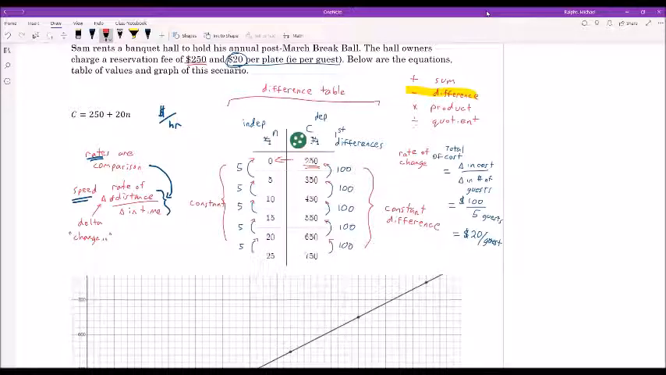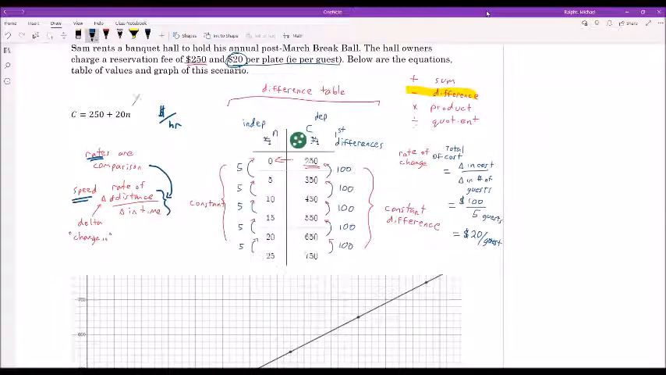So that's fixed. In the last video, we saw that every time we calculated a different row, we started with the 250 first, and then we added on 5 times 20, then 10 times 20, and then 15 times 20. But we kept that 250 first because that's a fixed cost. That's the cost that won't change. That's the reservation fee that Sam has to pay just to reserve the banquet hall.